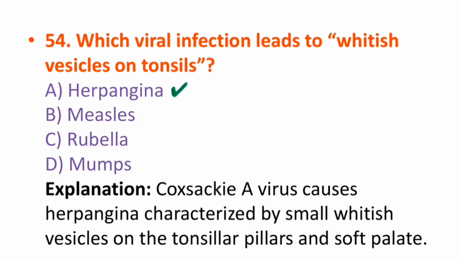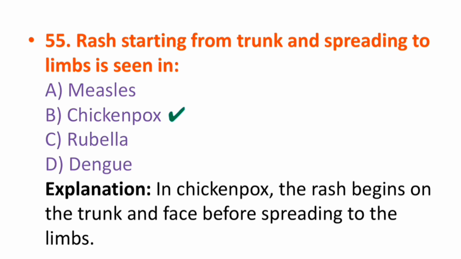Which viral infection leads to whitish vesicles on tonsils? Option A herpangina, option B measles, option C rubella, option D mumps. Coxsackie A virus causes herpangina characterized by small whitish vesicles on the tonsillar pillars.